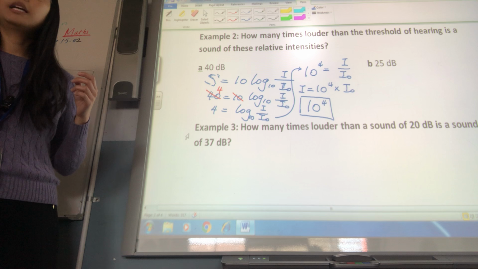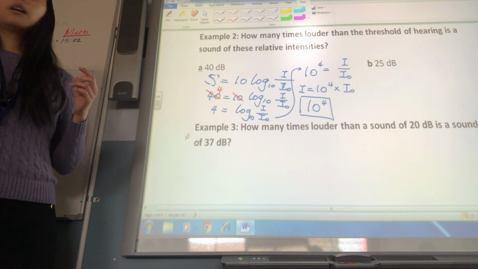Make sense? Yeah? Do question B yourselves, please.